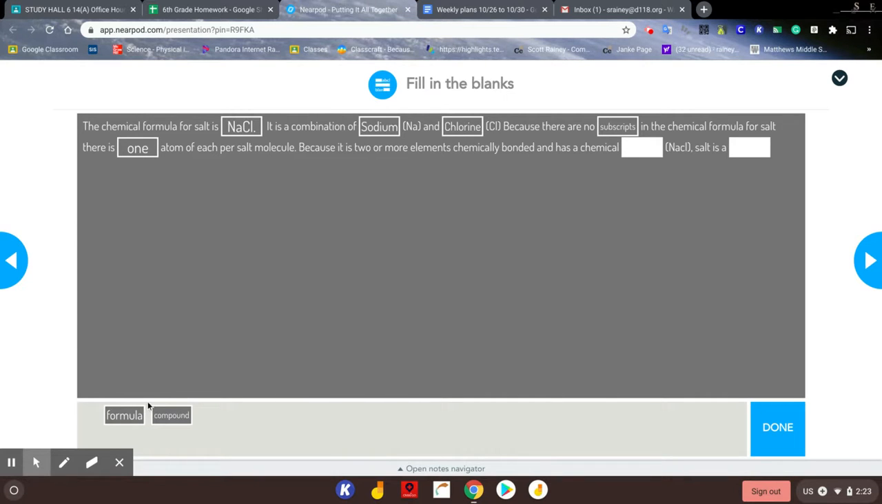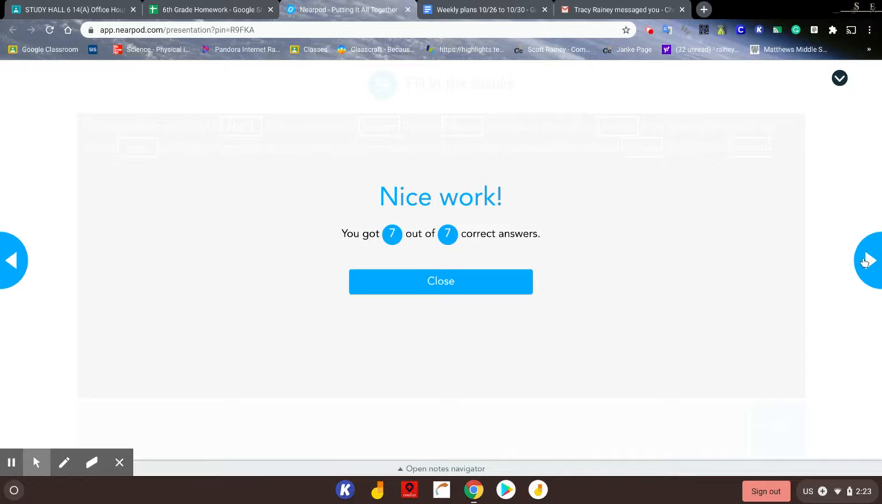Because it's 2 or more elements chemically bonded and has a chemical formula, which in this case is NaCl, it is a compound. Remember, if it has a formula, it is a compound because it's 2 or more atoms combined chemically, and they have to be different kinds of atoms. Okay?